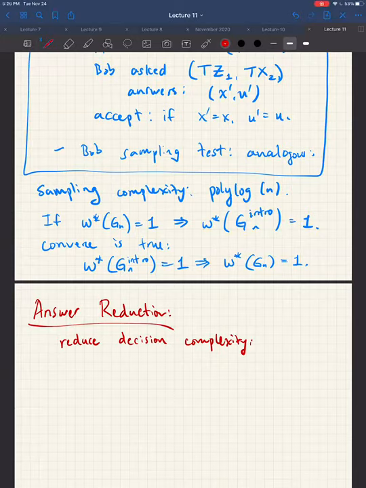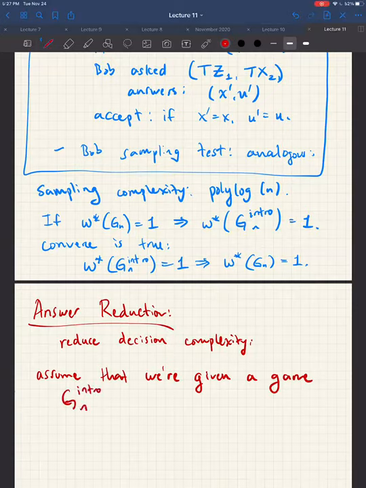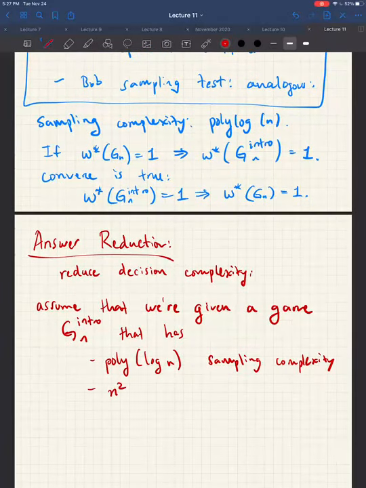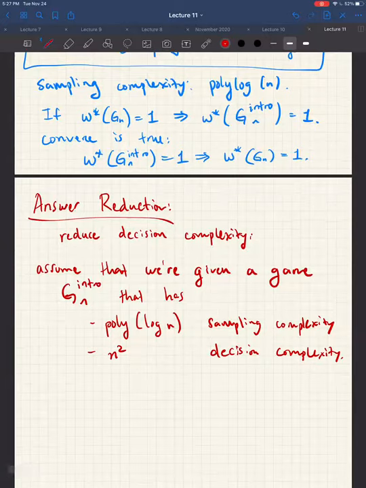So here we can just abstract out things and not really worry about the details of this introspection protocol. All that we're going to assume is that we're just given some game. I'll still call it G intro N, but we won't really use the fact that it's an introspection game. That has short question complexity, and n squared decision complexity. And we just want to reduce the second part, and then we'll be done.